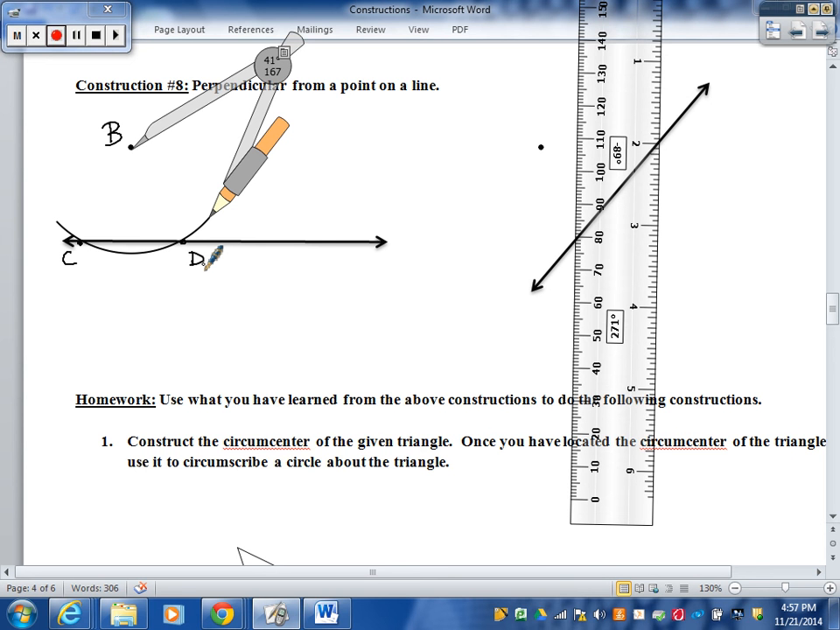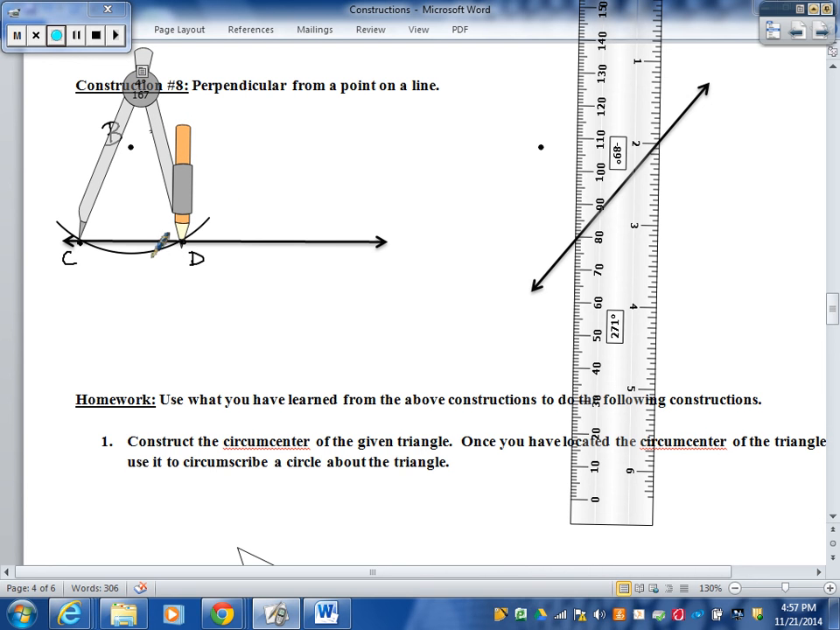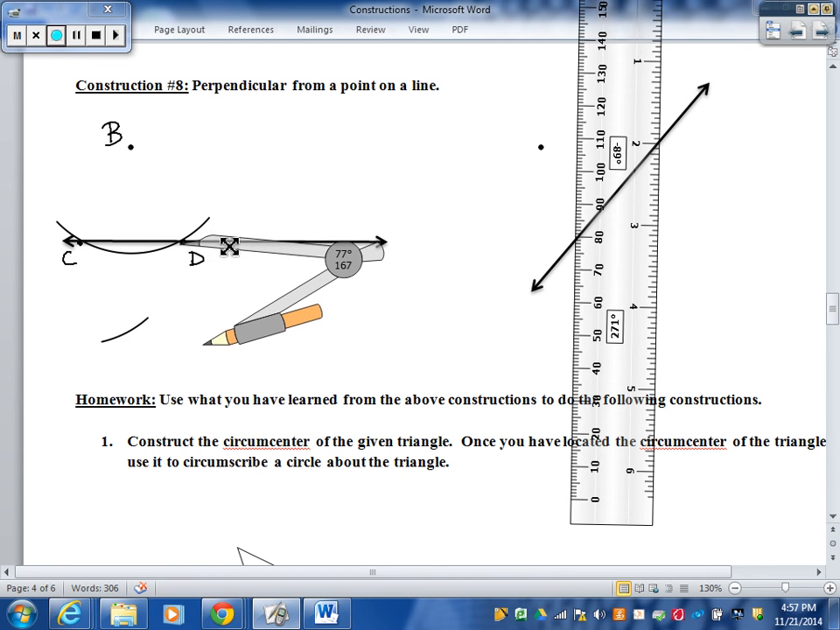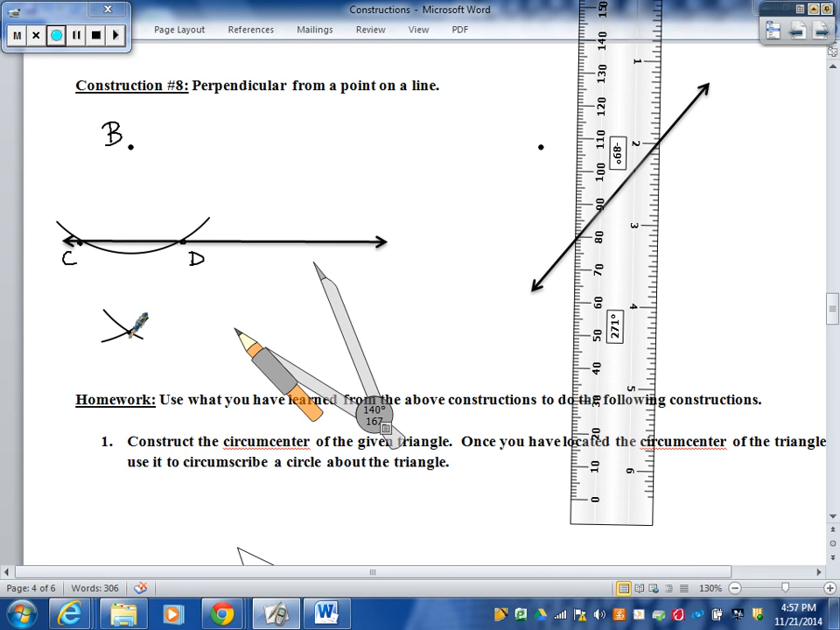And then what I'm going to do is come down here, and I'll just warn you, if your compass right now is not greater than half the length between C and D, then you need to stretch it to be even further. It has to be greater than half in order for this to take place. And so I'm going to make an arc with that same length right there, and make another arc with that same length right there. And that point, I'll just call it A, is the same distance from A to C as it is from A to D.